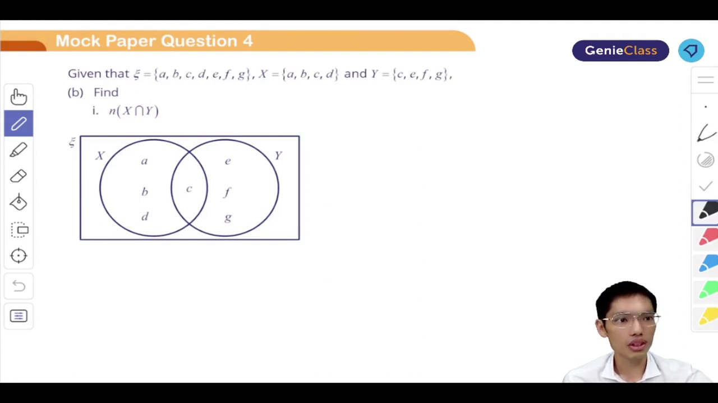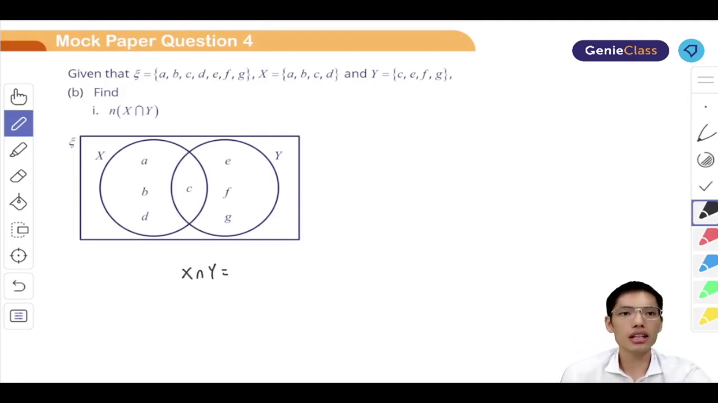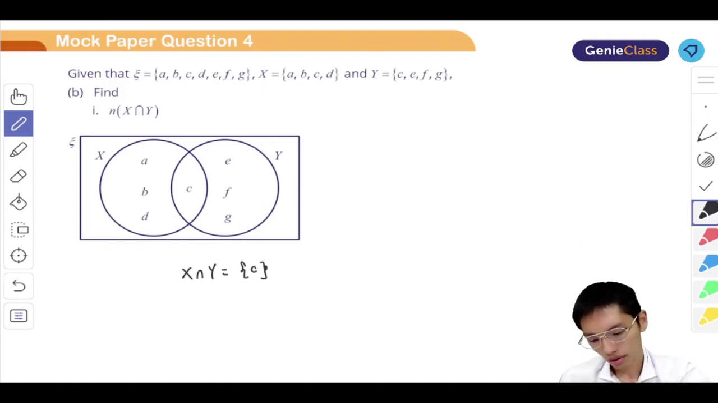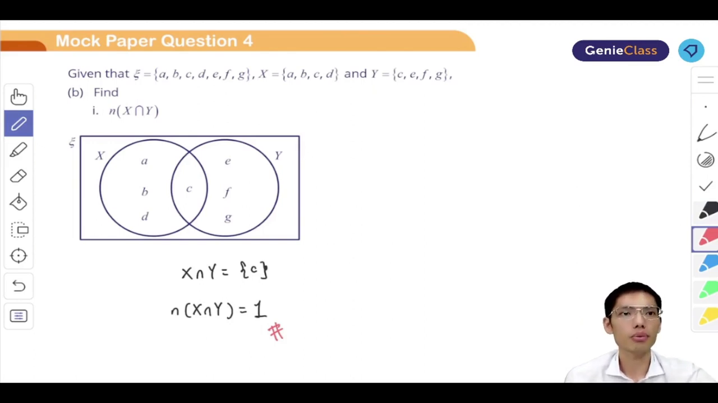So this one is quite straightforward. Very good, Elizabeth. Perfect job down here, because the notion of x intersect y is just none other than C. How many elements do I have? 1. So the number of elements of x intersect y is just 1. So that's the notation and notion that you need to take note of when we go through this question.